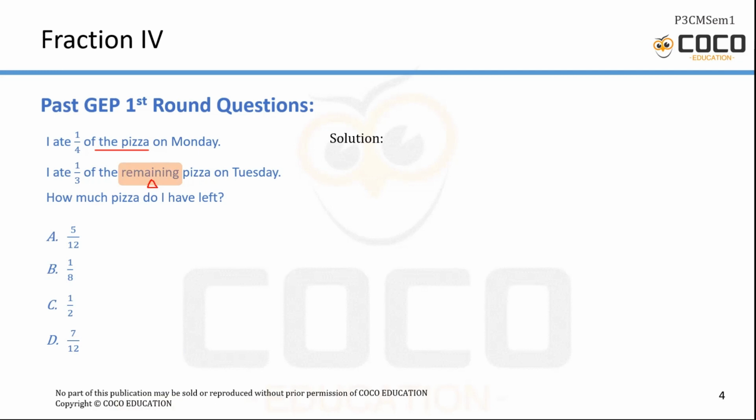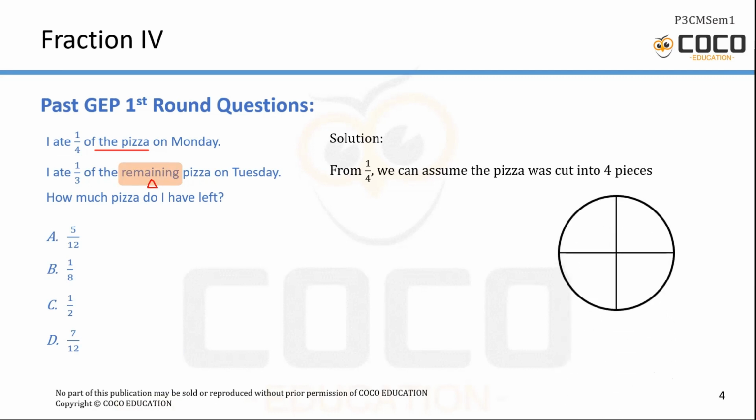So again, from the first fraction 1/4, we can get that this 4 means the pizza was cut into 4 equal pieces, and on Monday I only ate 1 piece, correct? So from this 1/4, we assume it's cut into 4 pieces, like this. And on Monday, I just ate 1 piece. So this is what I ate. Then how many pieces are left? 3 pieces are left. And of these 3 pieces, on Tuesday, I ate 1/3. So the remaining total is 3, and I only ate 1 out of that. So on Tuesday, I ate 1 piece again. So this is another piece I ate.